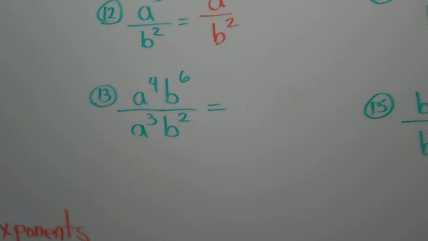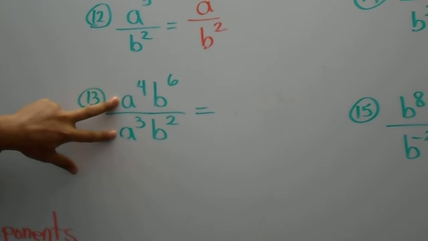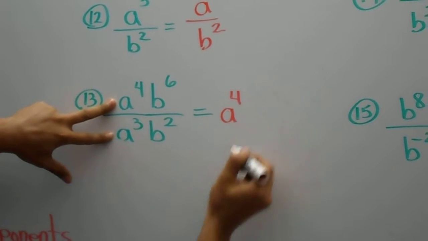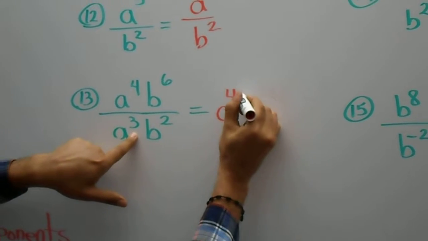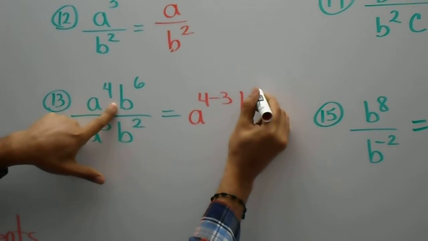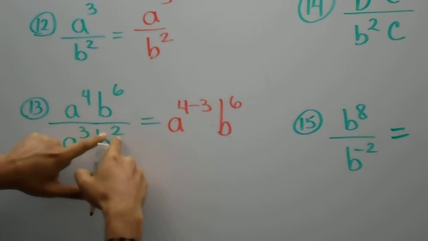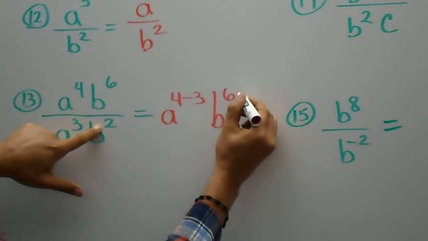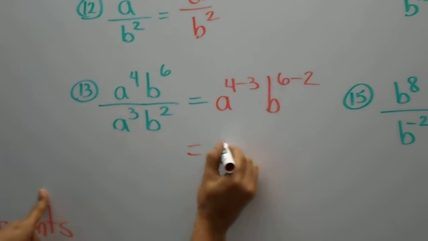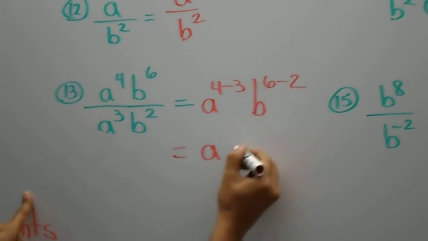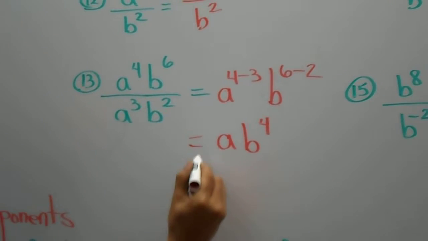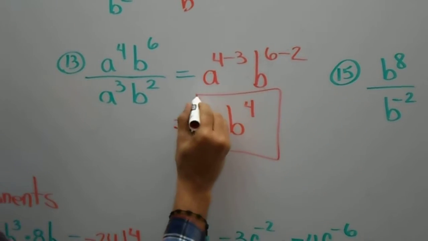Let's look at number 13. These guys have the same base, right? So I'm going to copy the numerator, a to the 4th, and I'm going to subtract the exponent, so minus 3. Same thing here, b to the 6, I'm going to copy the numerator as is, and I'm going to subtract the denominator exponent, minus 2. So this becomes 4 minus 3 is 1, and then 6 minus 2, that becomes to the 4th power. So number 13, the answer is ab raised to the 4th.